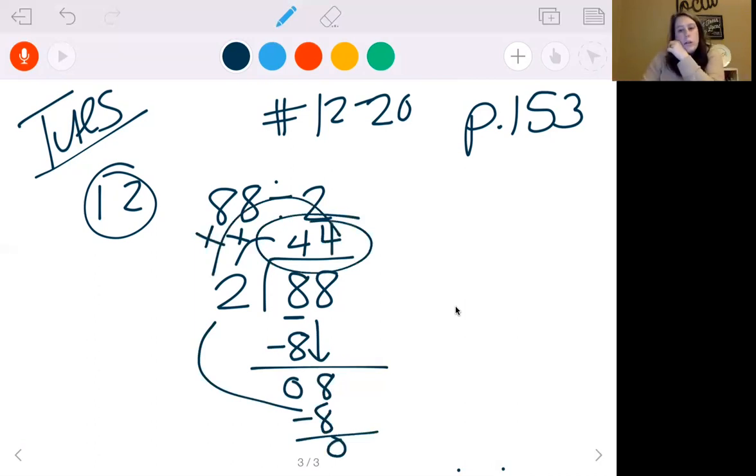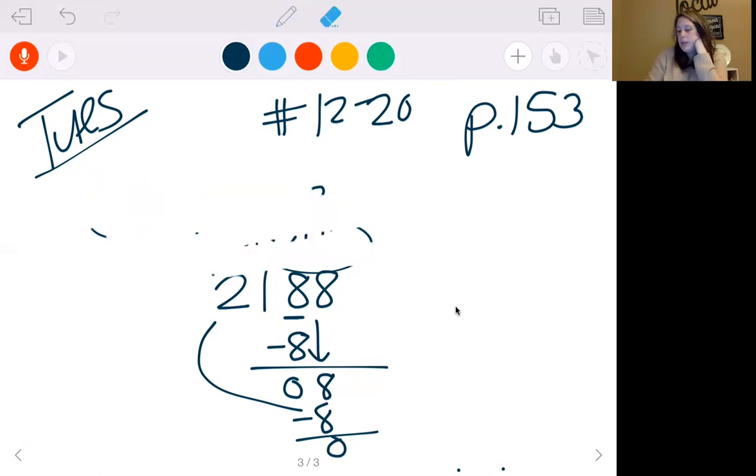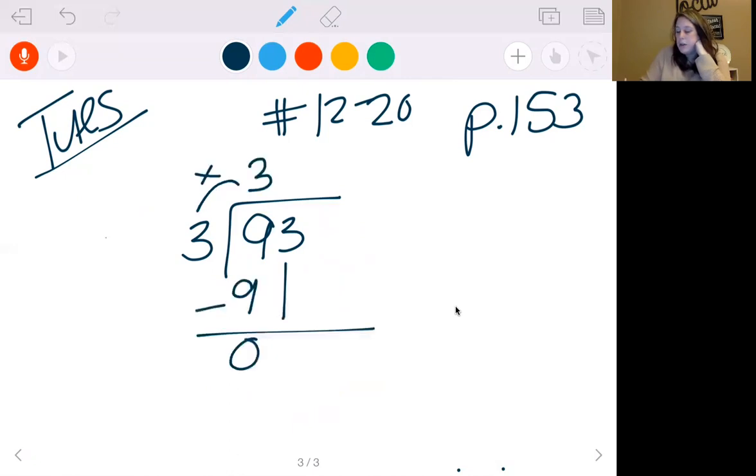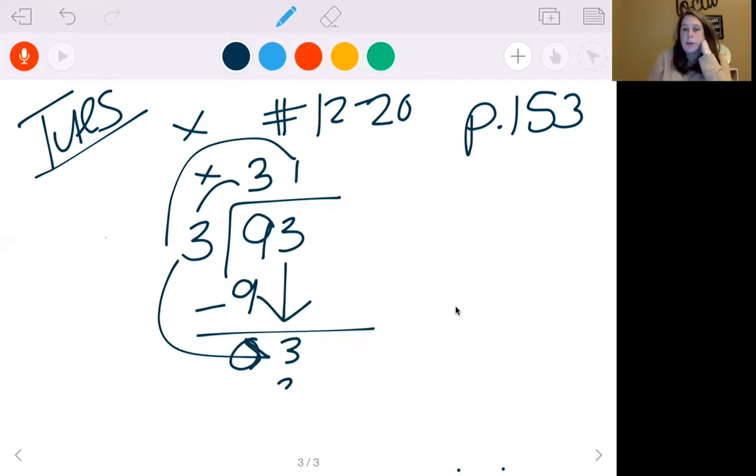Let's do, I don't think we did this one yesterday. Let me give you this one. 93 divided by 3 is what we're going to do next. Okay, so first 3 goes into 9 3 times. 3 times 3 is 9. Subtract it, we get 0. Bring down your 3. 3 goes into 3 one time. 3 times 1 is 3. Subtract it, you get 0. Your answer is 31.